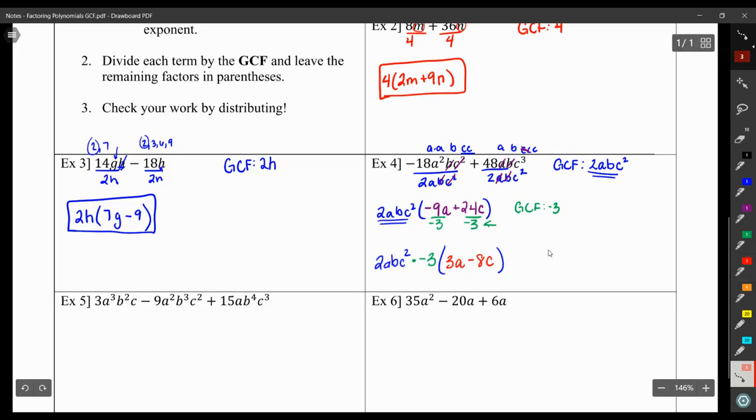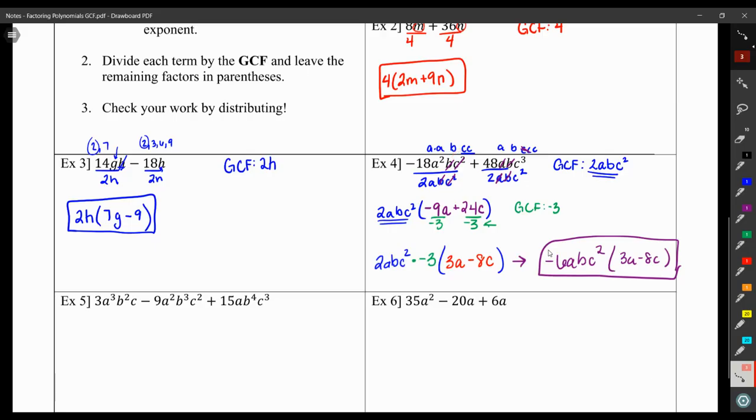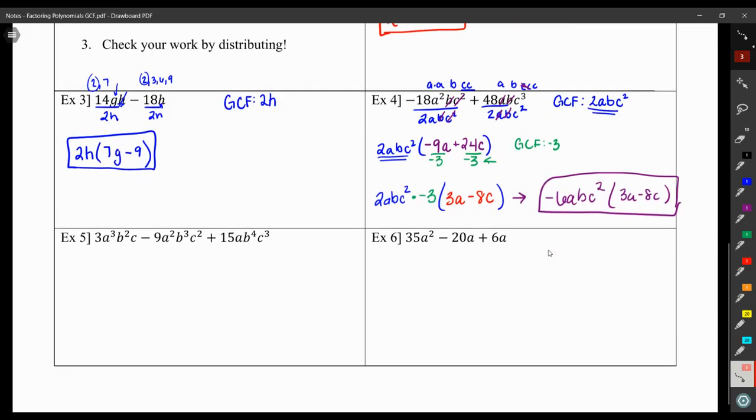We're almost finished. We just need to clean up this outside piece. So 2abc squared times negative 3. Simply multiply the coefficients together. So my final factored form is negative 6abc squared times 3a minus 8c. So again, if you would like to check your final answer, make sure that when you multiply this in, you get back to the same expression you had in the very beginning. So I'd like you to pause the video and try example 5 on your own.